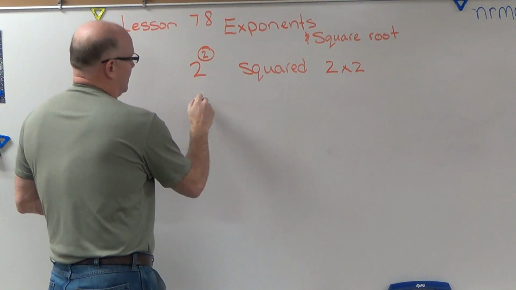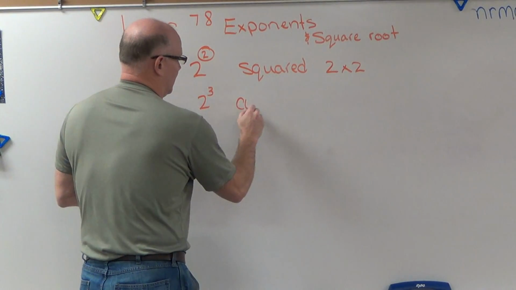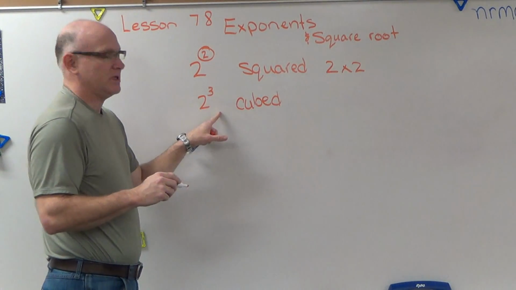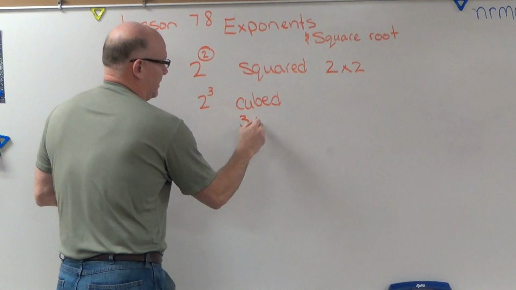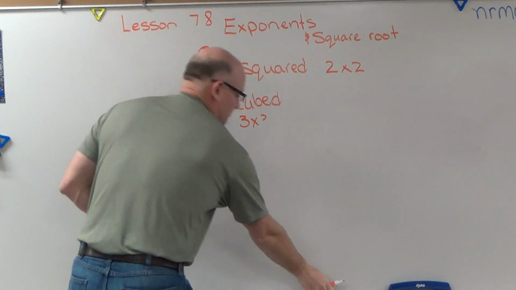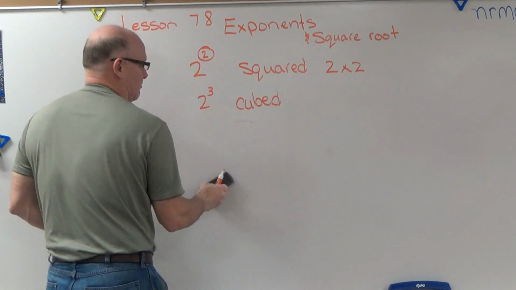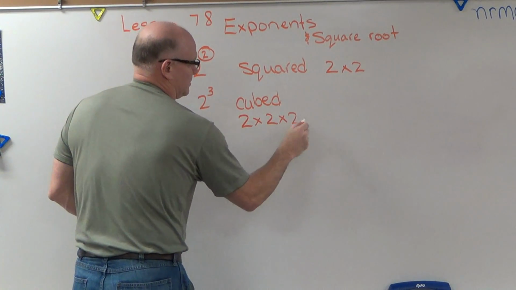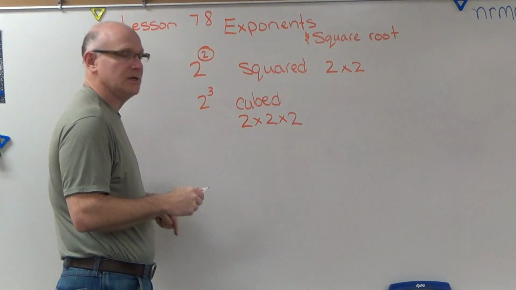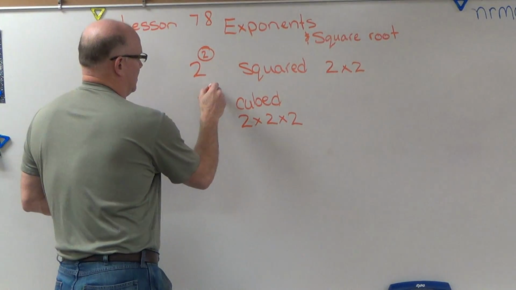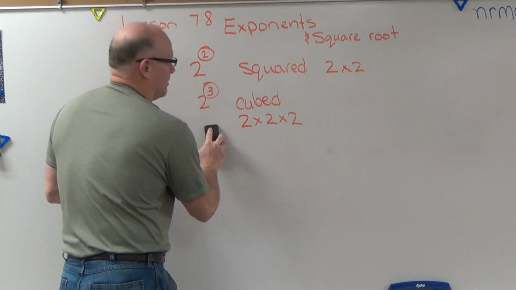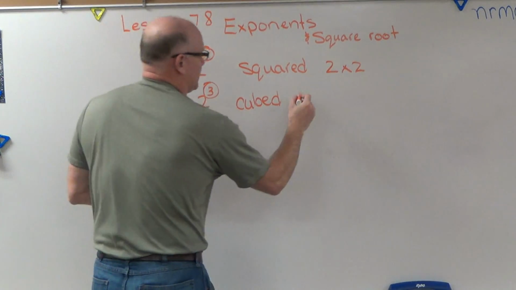And now something to the 3rd power is said to be cubed. 2 cubed would be 2 times 2 times 2, which we did earlier and we saw was 8. So cubed is to the 3rd power. We'll write that beside it.